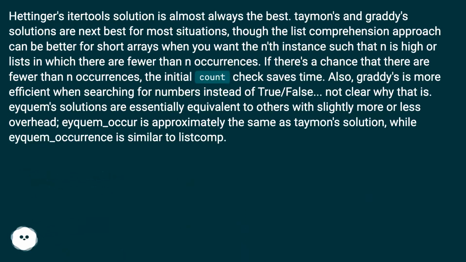Hettinger's itertools solution is almost always the best. Taman's and Grady's solutions are next best for most situations, though the list comprehension approach can be better for short arrays when you want the nth instance such that n is high, or lists in which there are fewer than n occurrences. If there's a chance that there are fewer than n occurrences, the initial count check saves time. Also, Grady's is more efficient when searching for numbers instead of True/False, not clear why that is. The equum solutions are essentially equivalent to others with slightly more or less overhead. equum_occur is approximately the same as Taman's solution, while equum_occurrence is similar to list_comp.